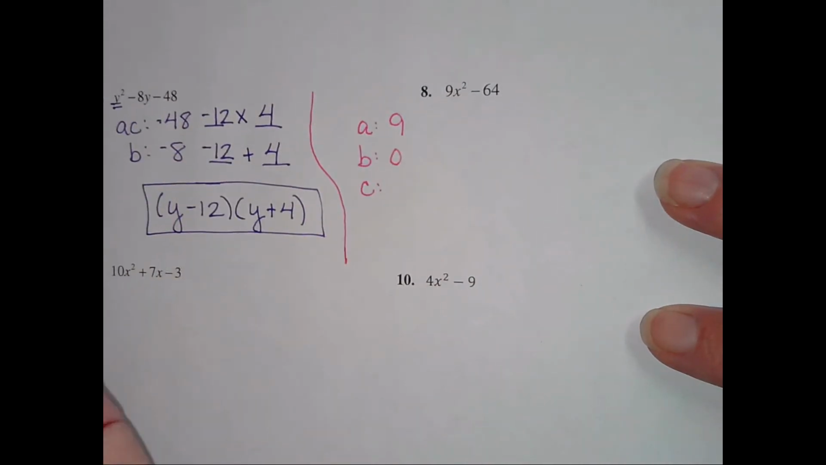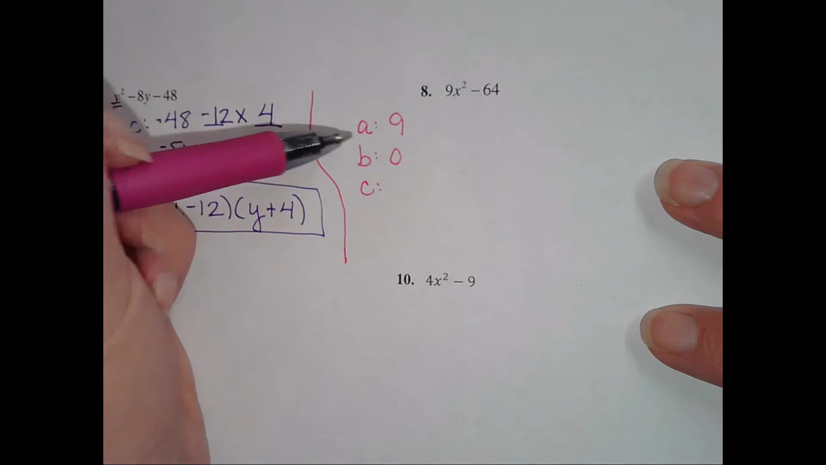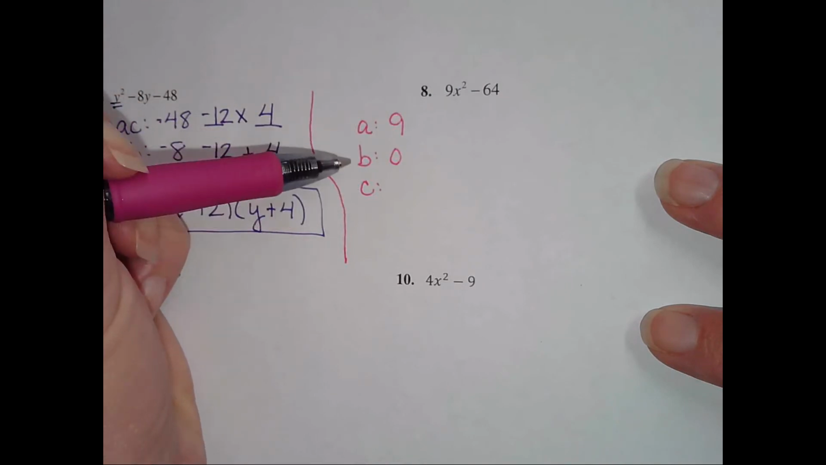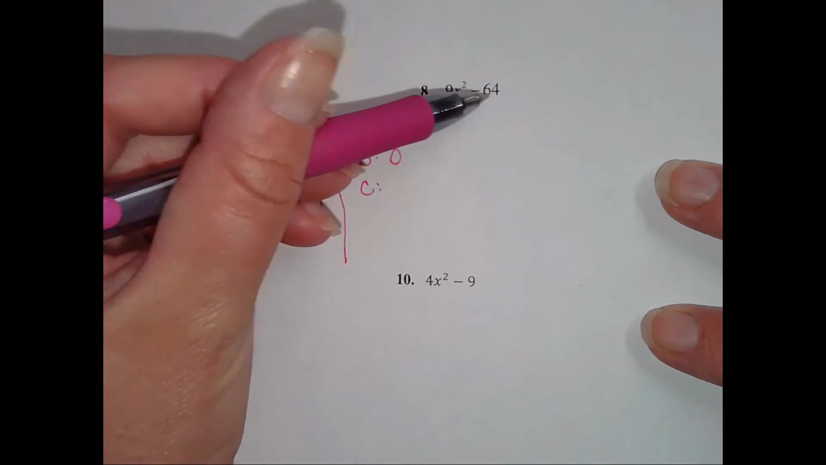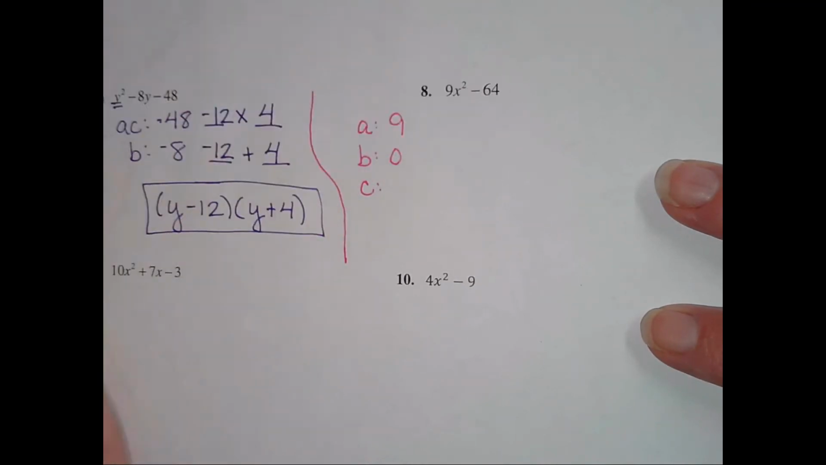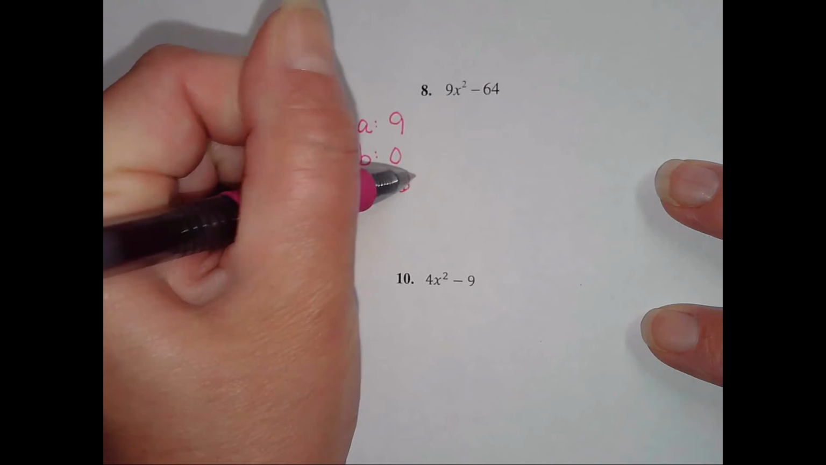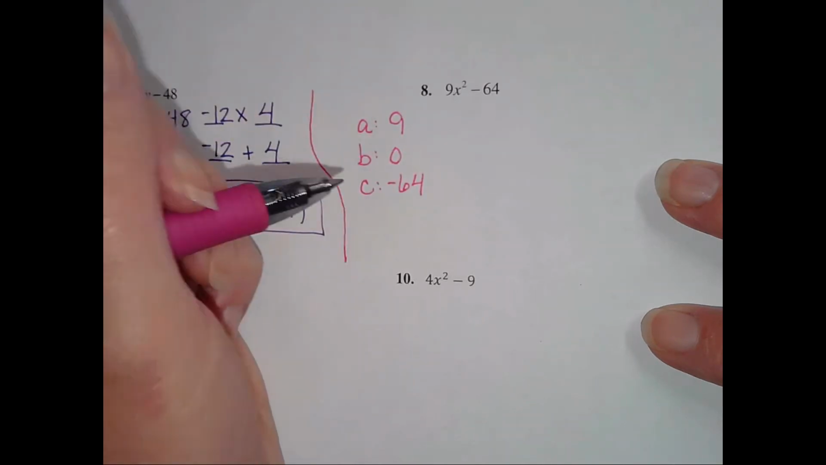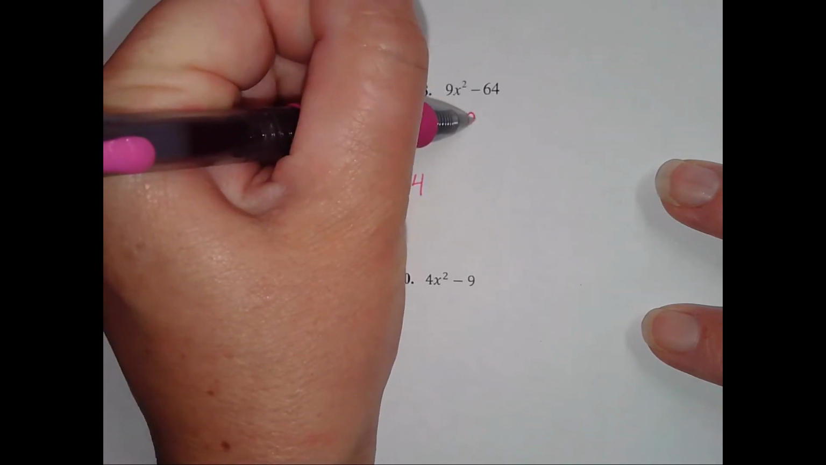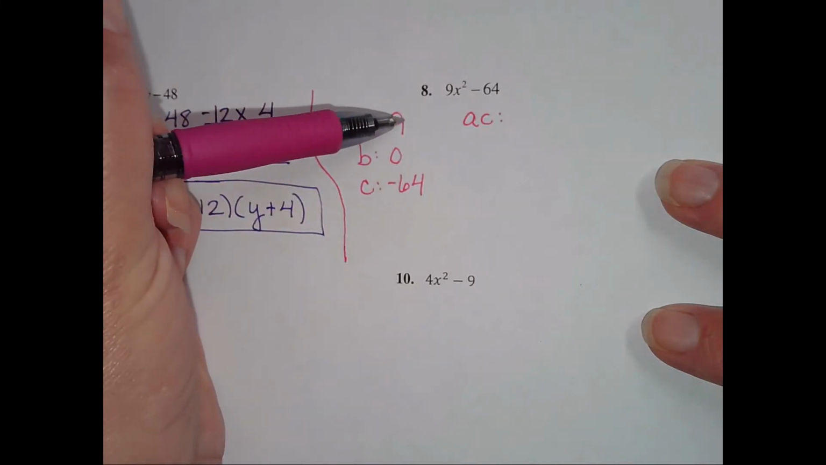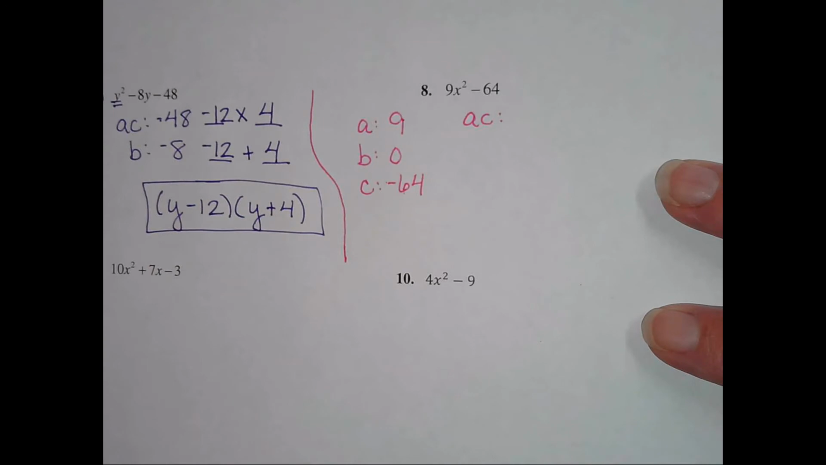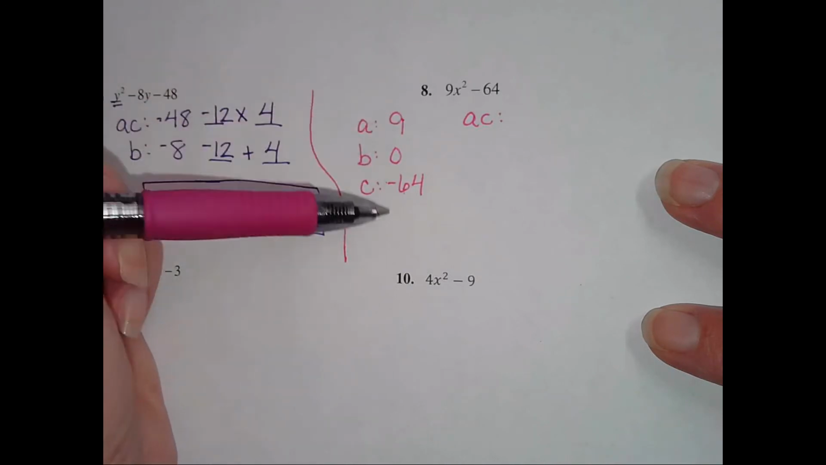Whenever you're missing a term, you still have to account for it with your A, B, and C. So in this case, we're going to hold its place value with a 0. And then your C is going to be that 64, but look to the left of it, it's negative. So you have negative 64. This is where you're not going to be happy. Then you do A times C. So you have to do 9 times negative 64. What is 9 times negative 64?